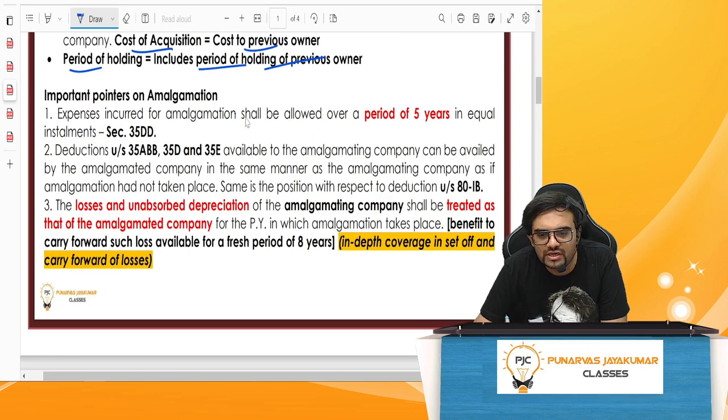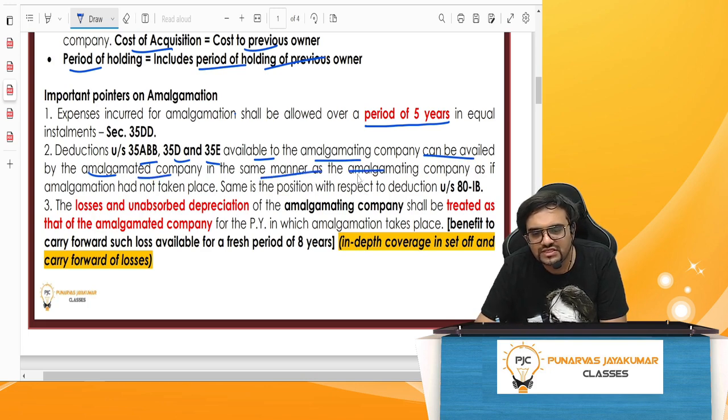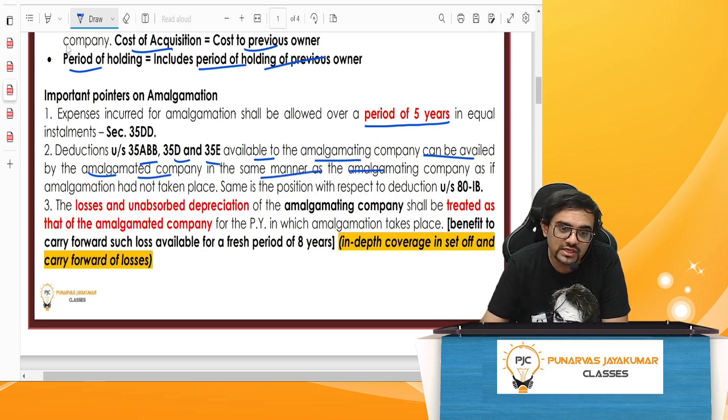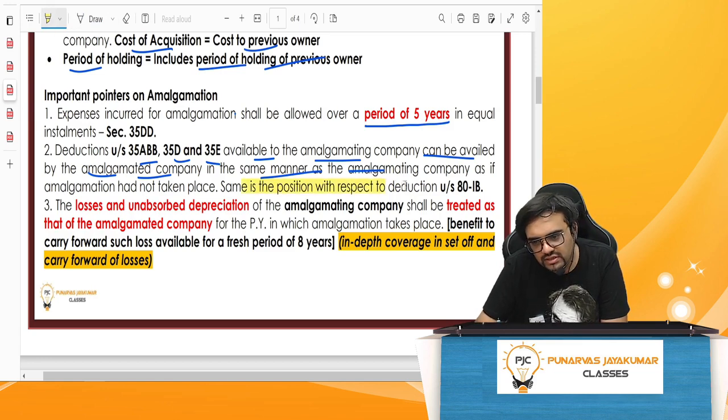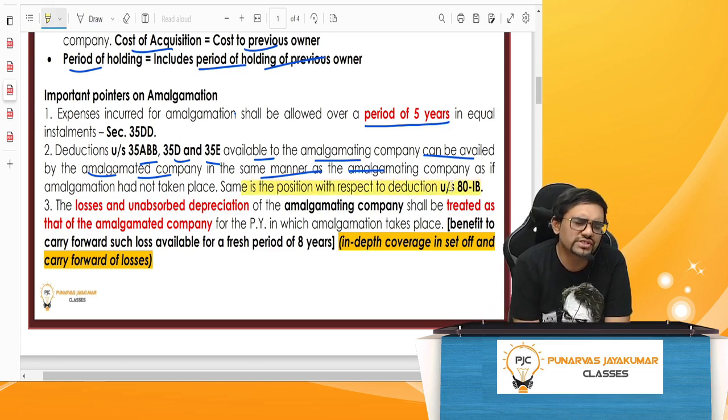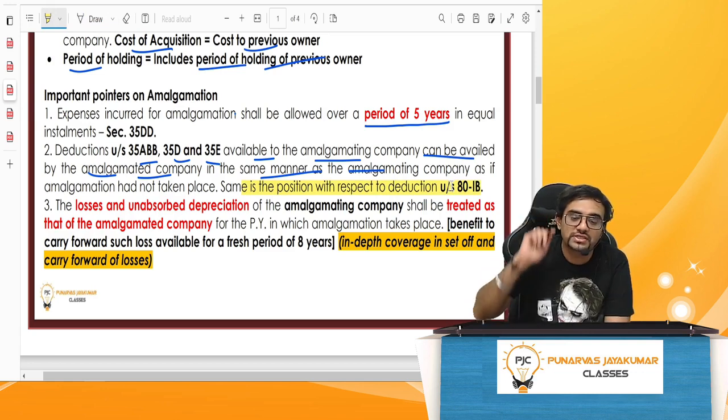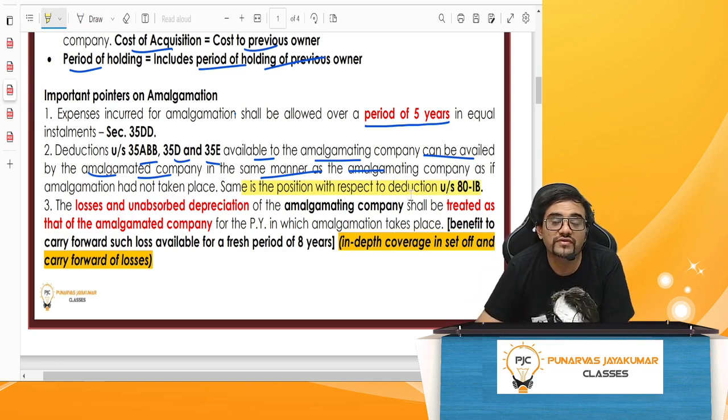Expenses incurred for amalgamation shall be allowed over a period of 5 years in equal installments, 35DD. Deductions under 35ABB, 35DE available to the amalgamating company can be availed by the amalgamated company in the same manner as if the amalgamation had not taken place. Same with 80IB. Kindly recall all these discussions. We had done everything in the respective cases. But the third point is something we have only explained briefly, but not done.